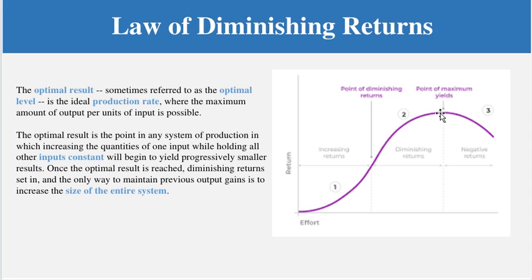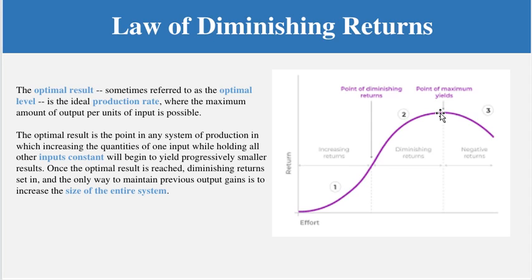So the optimal result is the point in any system of production at which increasing the quantity of one input while holding all other inputs constant will begin to yield progressively smaller results. Once the optimal result is reached, diminishing returns set in, and the only way to maintain previous output gains is to increase the size of the entire system.